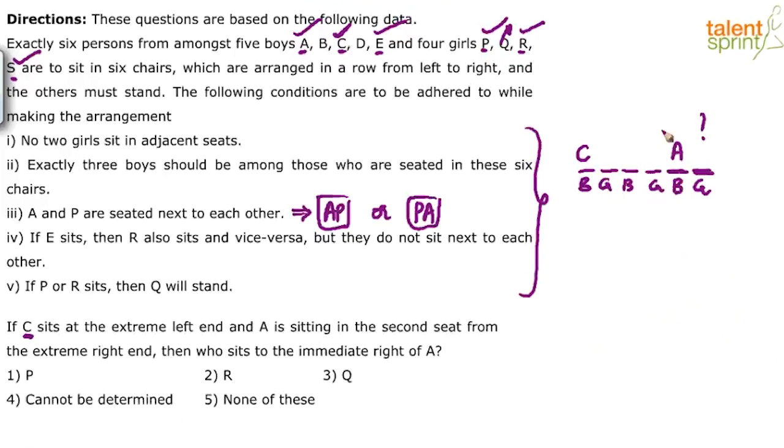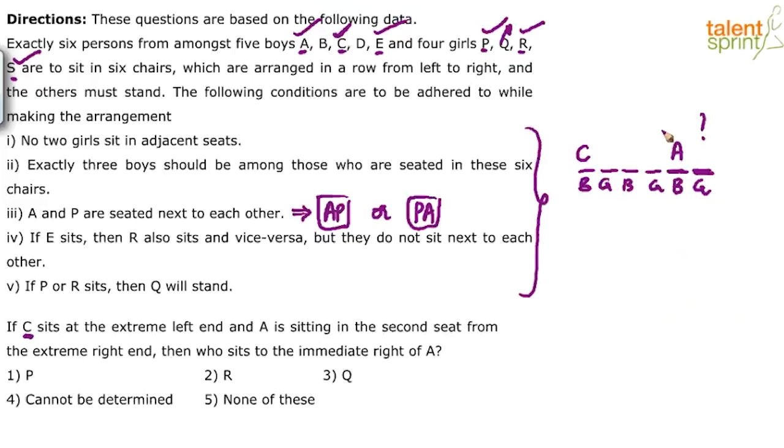Anyway, so these are some of the hints that I've given you. Let me see what is the answer you get. Who sits to the immediate right of A? So I can see that some of you have got the answer as cannot be determined, option 4. But there are others who have got the answer as option 2, R. So let's look at the solution.